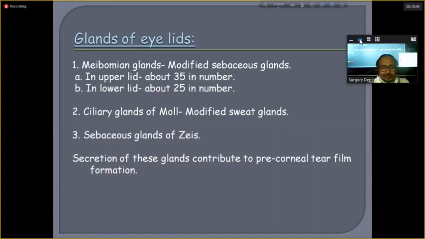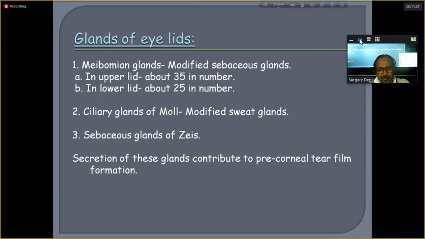Glands of the eyelids. What are the glands? Meibomian glands, ciliary glands of Moll, sebaceous glands of Zeis. Meibomian glands are modified sebaceous glands. Glands are more in the upper lid than lower. In the upper lid, about 35 in number, and the lower lid 25 in number. Ciliary glands of Moll are modified sweat glands. And sebaceous glands of Zeis.